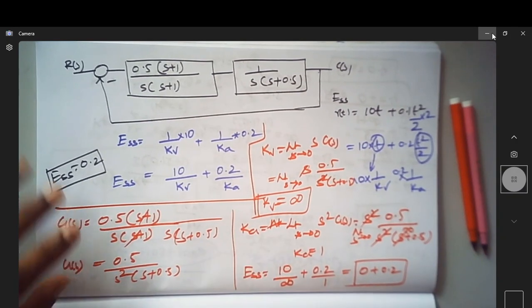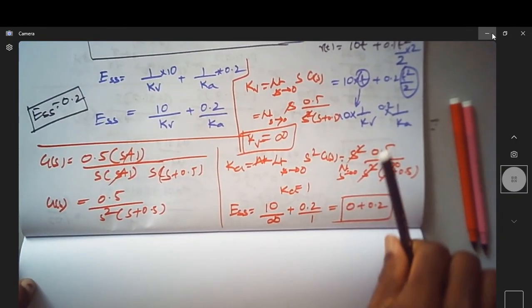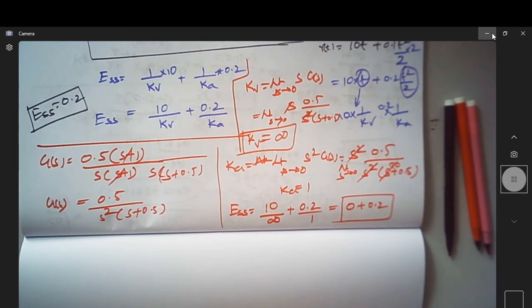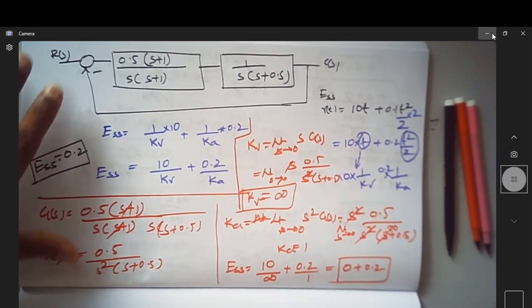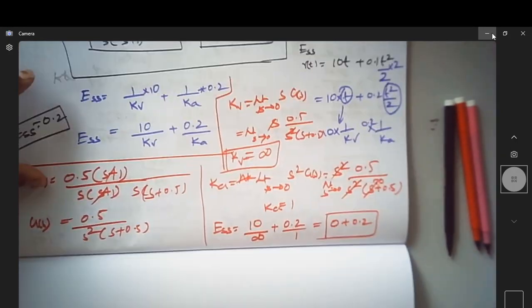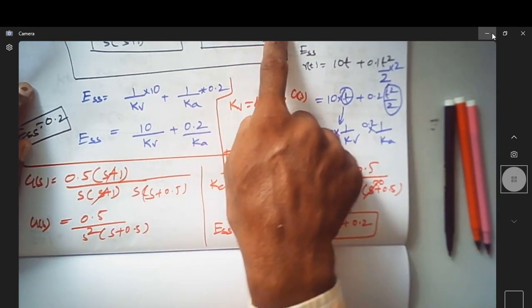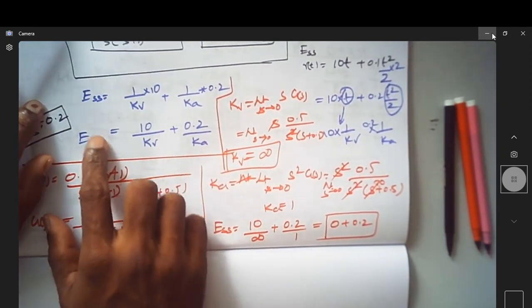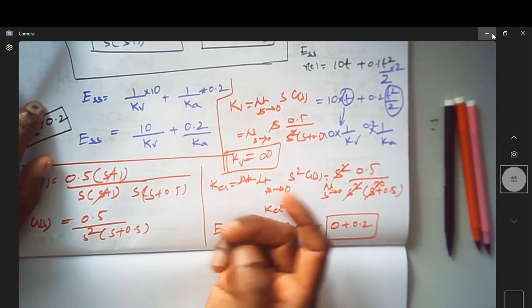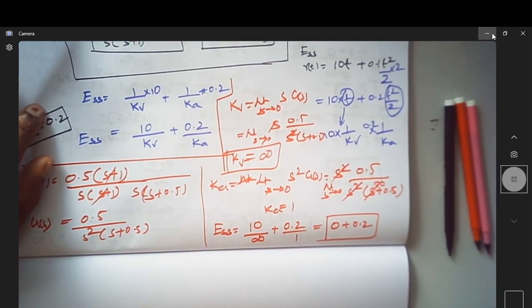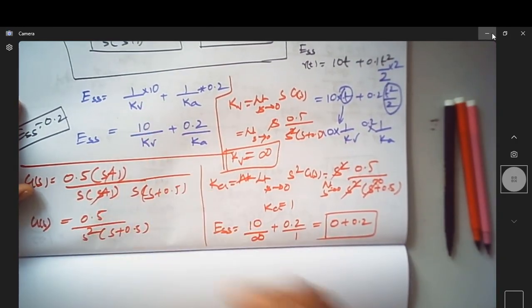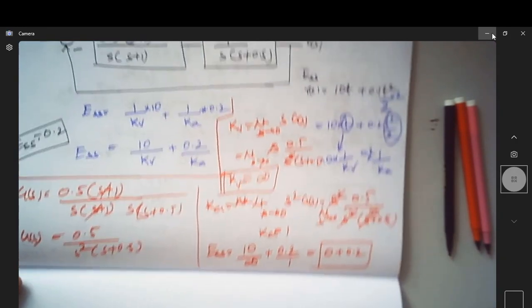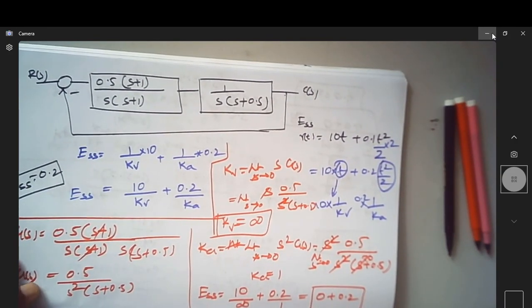Is it fine? This is how you can do the problems. Of course, you can try out many such problems. The only thing is that whenever there is a unity feedback, you can use the error coefficients Kp, Kv, Ka, depending on the type of input you have. So we will have different Kp, Kv, Ka. Thank you.